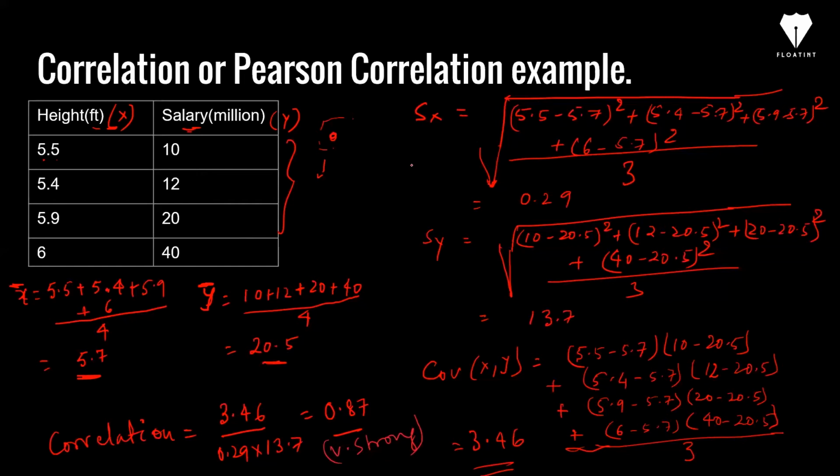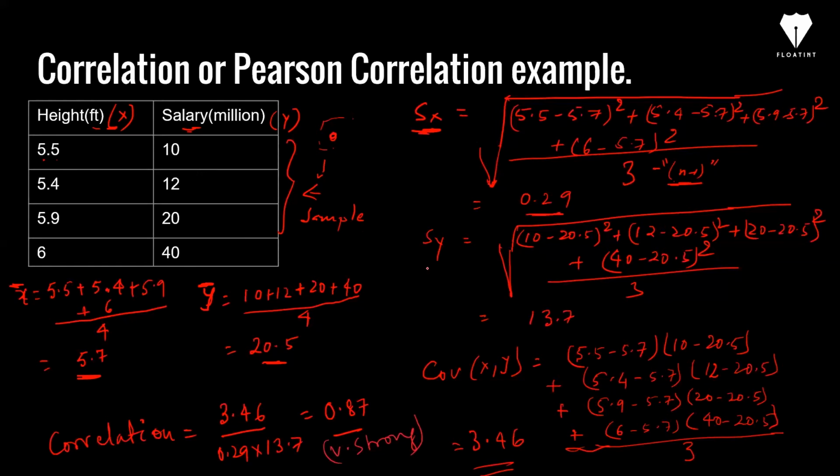Next is to calculate the standard deviation. You calculate the variance and take the square root of it. Here I am using n minus 1, because I am assuming this is a sample and not a population. That's why I'm doing n minus 1 here. So the standard deviation value you get is 0.29.